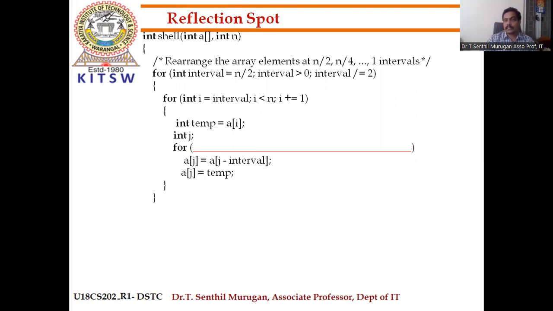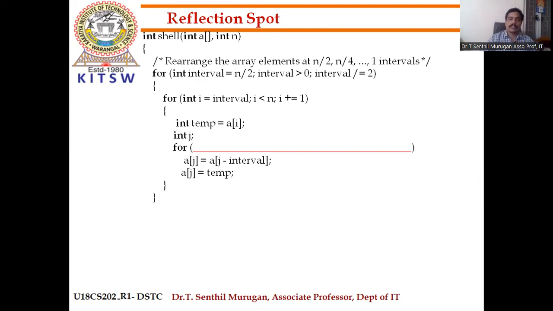Now you take 10 seconds, then you can proceed. 10, 9, 8, 7, 6, 5, 4, 3, 2, 1, 0. Okay, your time is over.